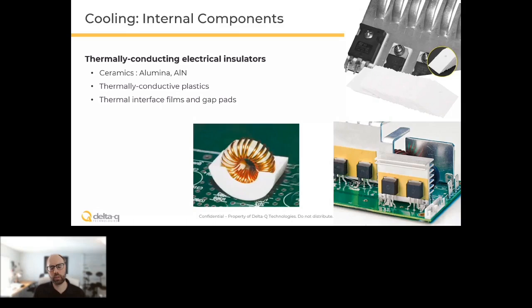Ceramics kind of break the mold here. Ceramics tend to be good electrical insulators and can also be quite good thermal conductors. So often alumina or aluminum nitride are used. You're seeing alumina in the upper right with those white sheets.